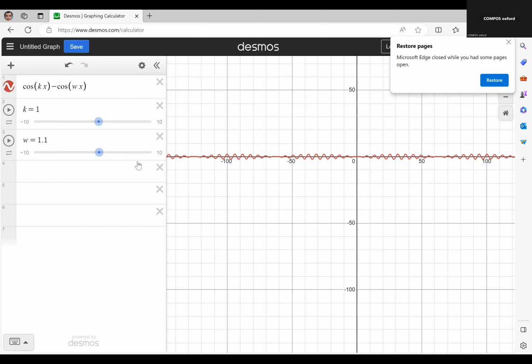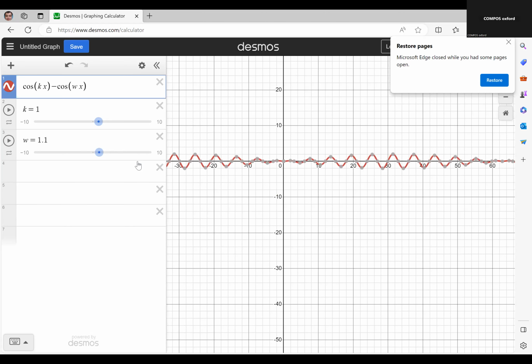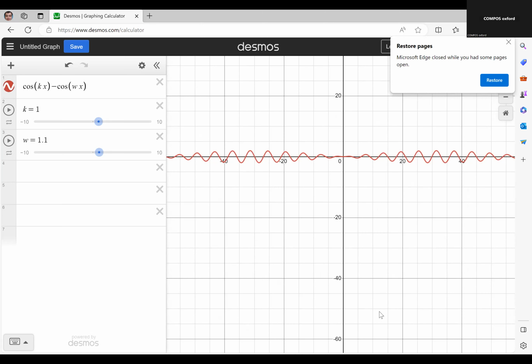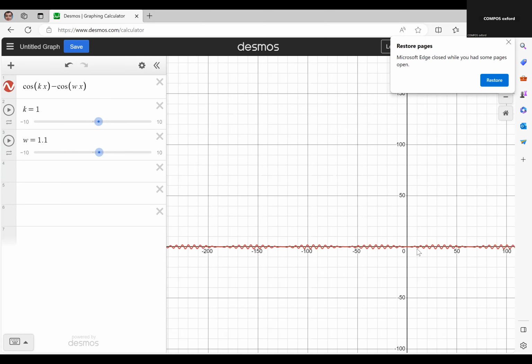And what you can see is you get a little wave here where the amplitude increases, and then the amplitude decreases. And if you keep doing it over time, you get something like a heartbeat where that little wave packet repeats. So you can see these little repeating wave packets. If I put k and w very close, you get this longer drawn out heartbeat.